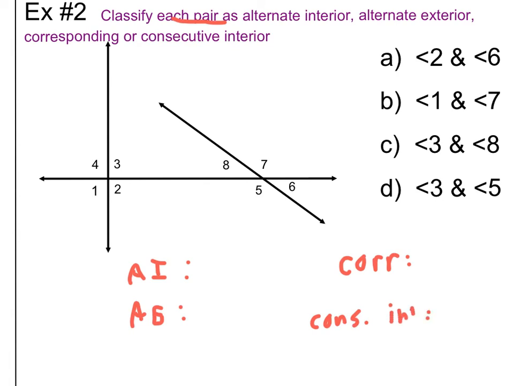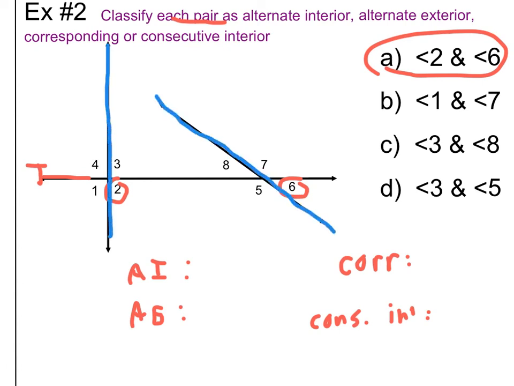Okay, so let's start with 2 and 6. Here's 2, here is 6. Now, the trick here is the two lines are not parallel. Can you identify the transversal? I'll put a T by the transversal. This would be your transversal line right there, because that line is not one of the two lines, it's cutting the other two lines.